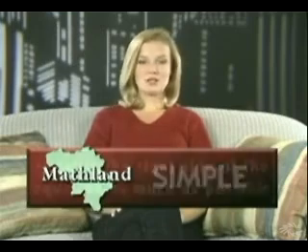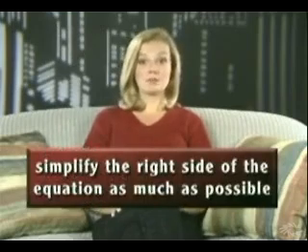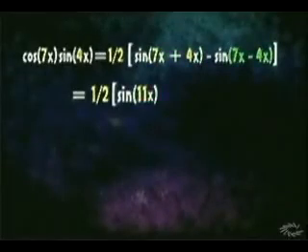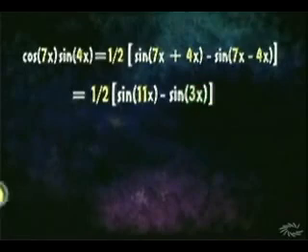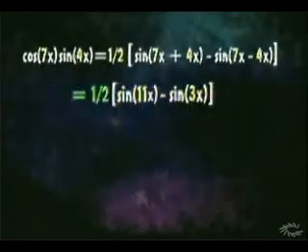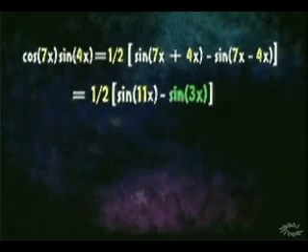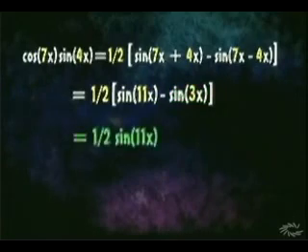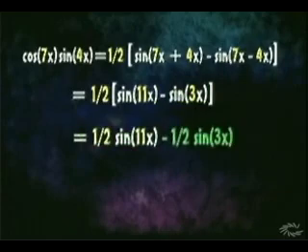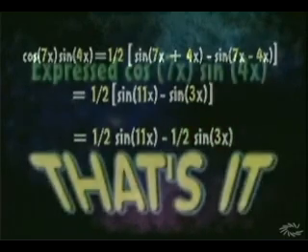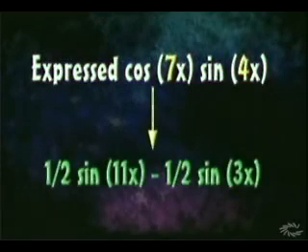Like living in a monastery, you succeed in math land if you keep things as simple as possible. So let's simplify the right side of the equation as much as possible. 7x plus 4x equals 11x, and 7x minus 4x equals 3x. Our last step is to multiply 1/2 times the sine of 11x and the sine of 3x. That leaves us with 1/2 times the sine of 11x minus 1/2 times the sine of 3x. And that's it. We've expressed the cosine of 7x times the sine of 4x as a difference.